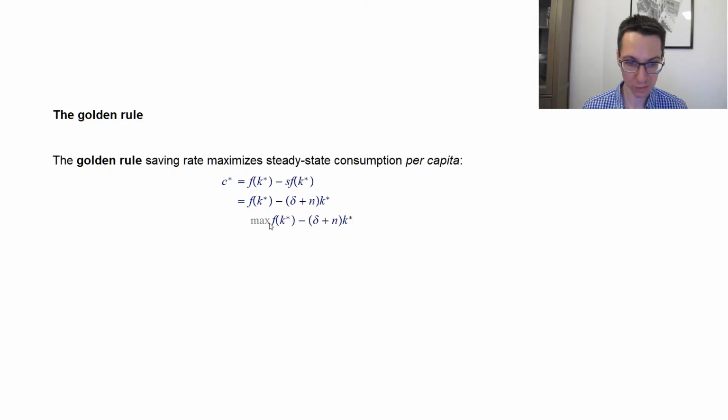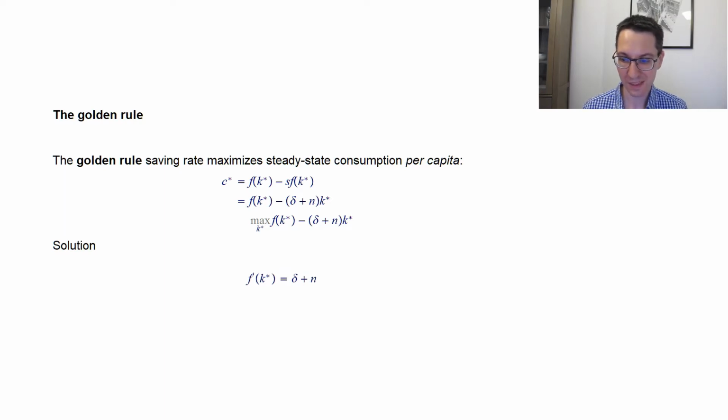And again, now I choose k star. So same thing as before, I choose the savings rate, but here the neat trick is that I don't need to care about the savings rate. All I do is I choose k star, and implicitly I choose the savings rate. I'm not going to go over all the steps, but just write the solution. So I need that f prime of k star equals delta plus n.